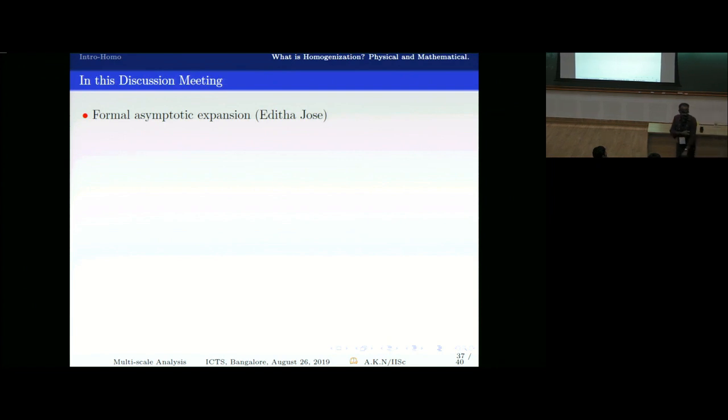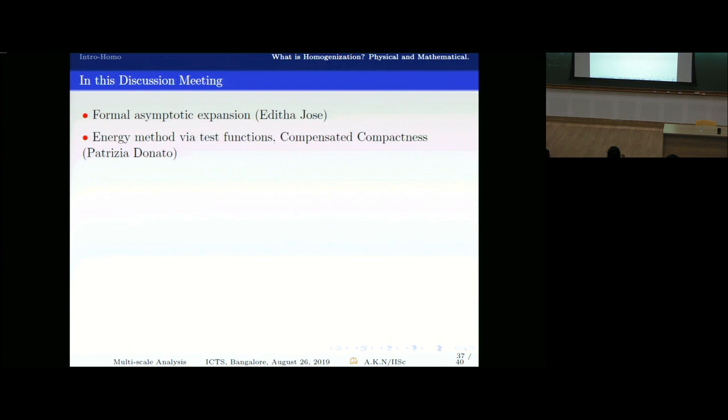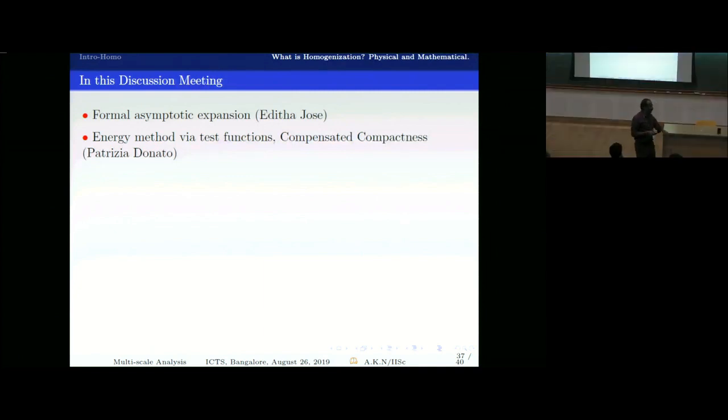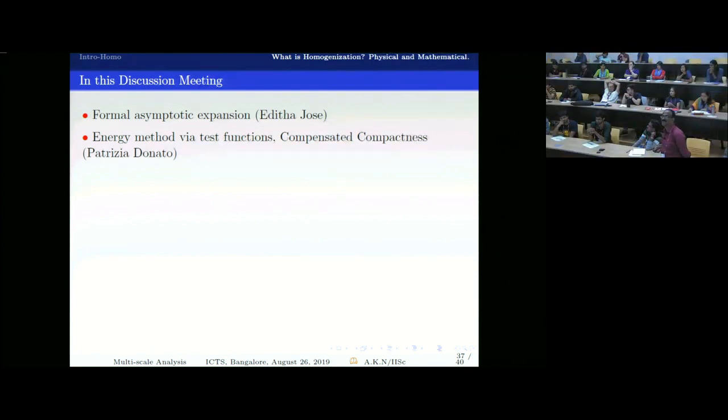Maybe she will show something, if at all. You have to have a correct asymptotic expansion in that problem, so she will discuss the asymptotic expansion. Then, after the asymptotic expansion, there are methods like using test functions and compensated compactness. I hope Patricia will do some of the things about the method of test functions, Tartar's method of test functions, whatever she prefers to call it. Oh, there is a time, very good. I started 3 minutes late, so let me come.